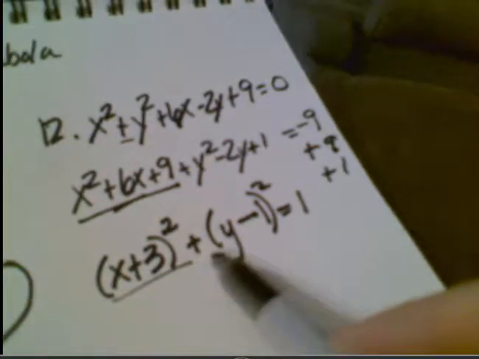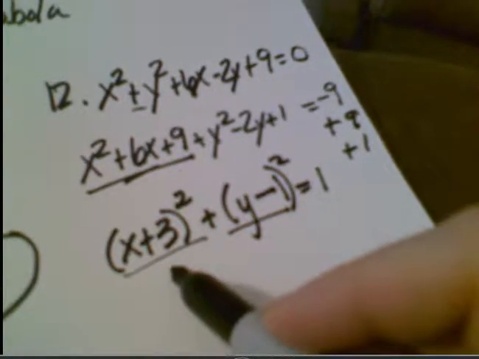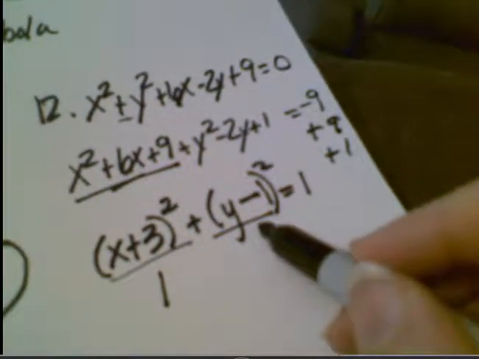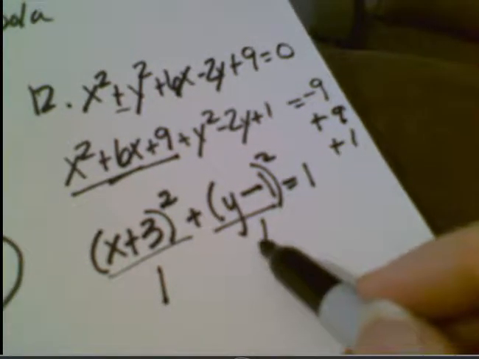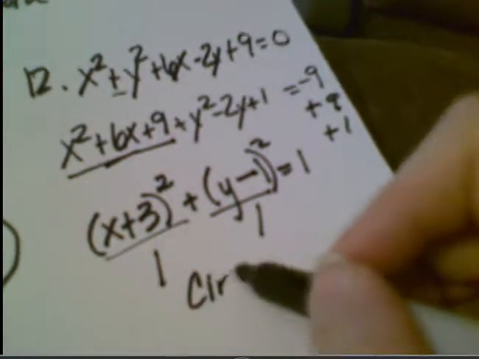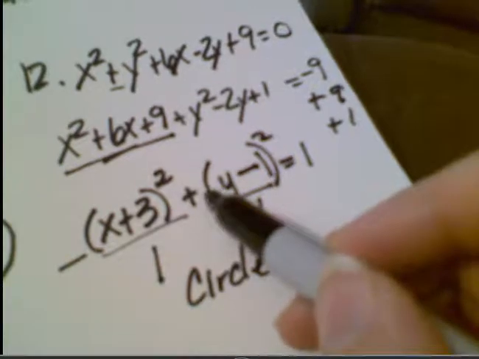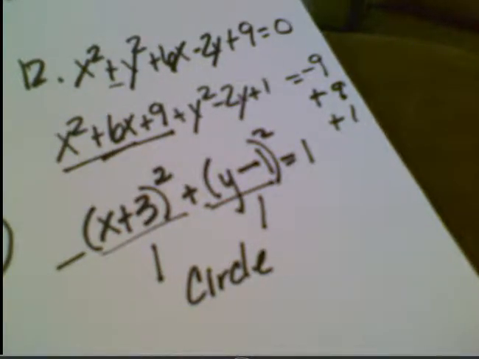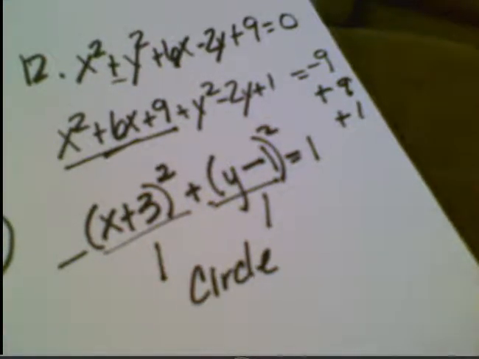But this is really a fraction, okay? Remember, it's a fraction, and if nothing's in the denominator, it's really 1. So you have to ask yourself, are my denominators the same, or are they different? Because they're the same, this is a circle. If there had been a number out in front here, then it would be an ellipse.